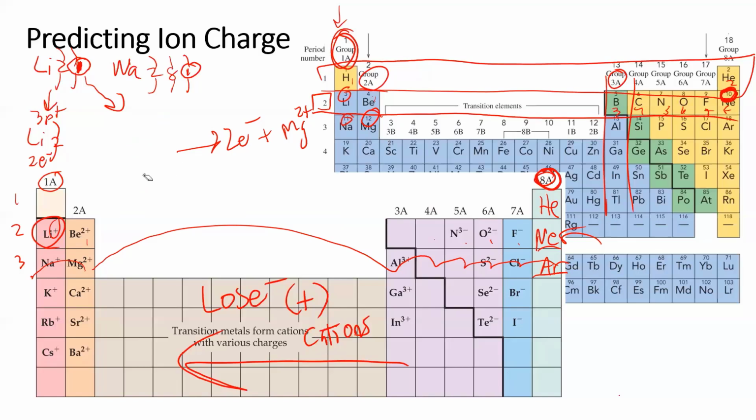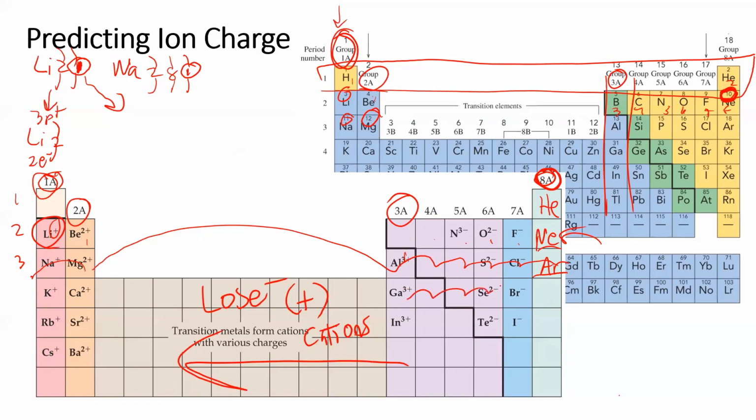So for metals, because they don't have a lot of valence electrons, how come? They have 1 valence electron in group 1A, 2 valence electrons in group 2A, 3 valence electrons in 3A. It's easier to lose 3 than to gain 1, 2, 3, 4, 5. So metals that have few valence electrons lose electrons and become positive, and that's why they're cations.